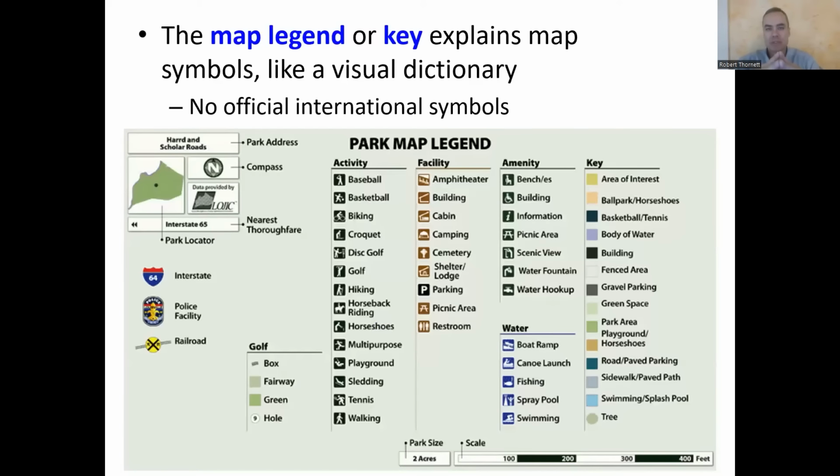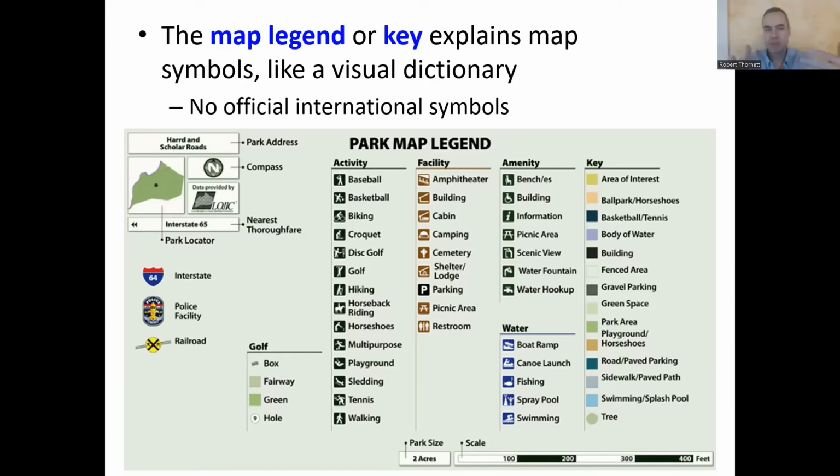The map legend or key is like a visual dictionary explaining the symbols. It could be 2 symbols, there could be 22 symbols, there could be 300 symbols. There's no international official code of symbols that everyone's supposed to use, but some of them come up a lot. For example, parking lot, a big P and a square.